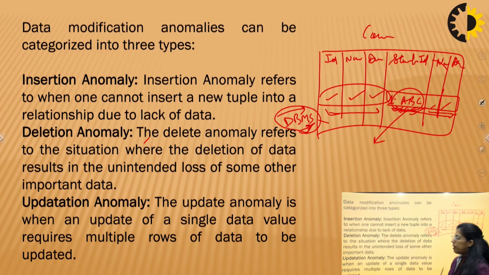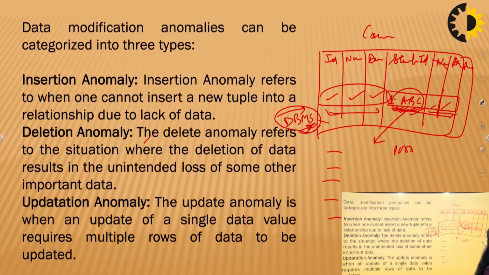Next one is the update anomaly. The update anomaly is when an update of a single data value requires multiple rows of data to be updated. For example, in this particular table, we have another column as faculty. Now, let's say this DBMS course will have 1000 entries, because 1000 different students will be having this particular subject.